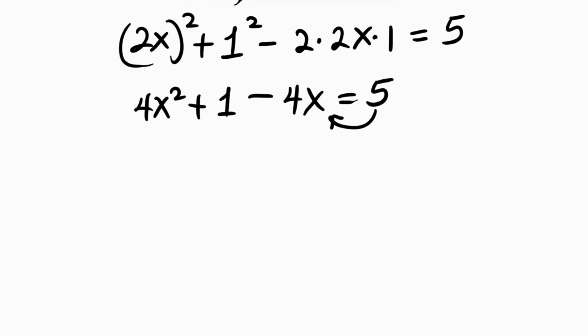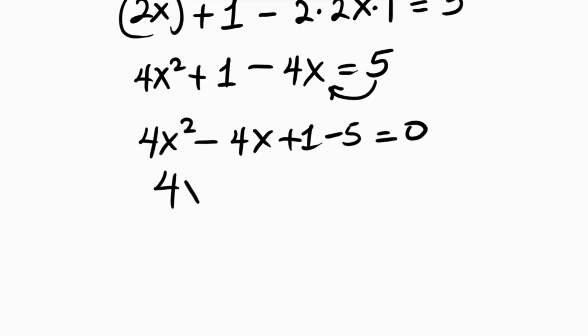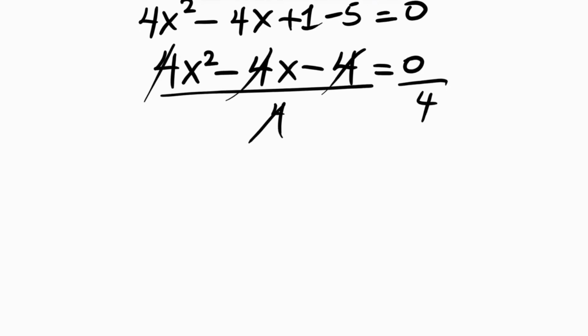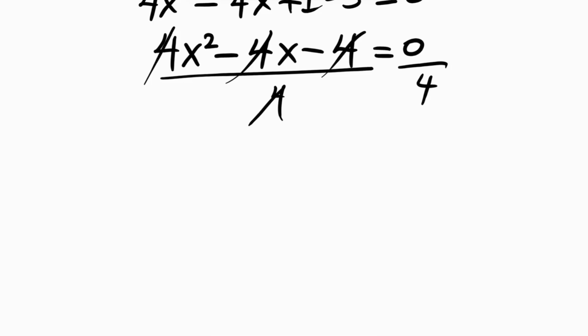So this 5 can come over to the left hand side, and we have 4x squared minus 4x, and plus 1 minus 5 will give us minus 4. So that's 4x squared minus 4x minus 4 equals 0. We can simplify this if we divide both left and right sides by 4. So they just cancel out, and we have 0 over 4 is the same thing as 0. So we have x squared minus x minus 1 is equal to 0.